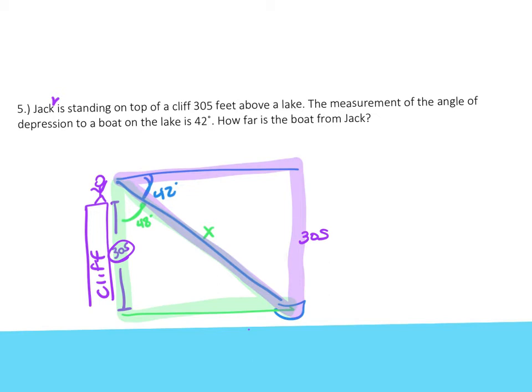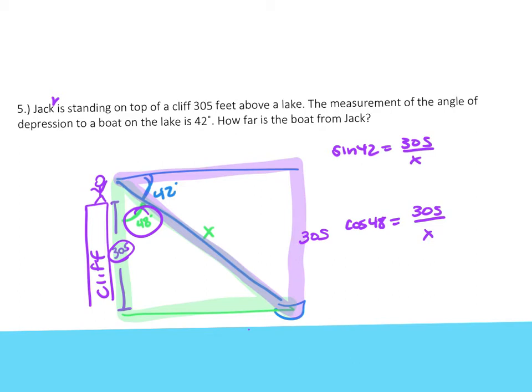So if I use the 42, then it would be the tangent of 42 equals 305 over x. Nope, sorry, it wouldn't be tangent. It would be opposite over the hypotenuse, so it would be sine of 42 equals 305 over x. If I use the 48, then I'm doing the cosine of 48 equals the adjacent side, which is 305, over the x, which is the hypotenuse. So it doesn't matter which of those you use, you should get the same answer.